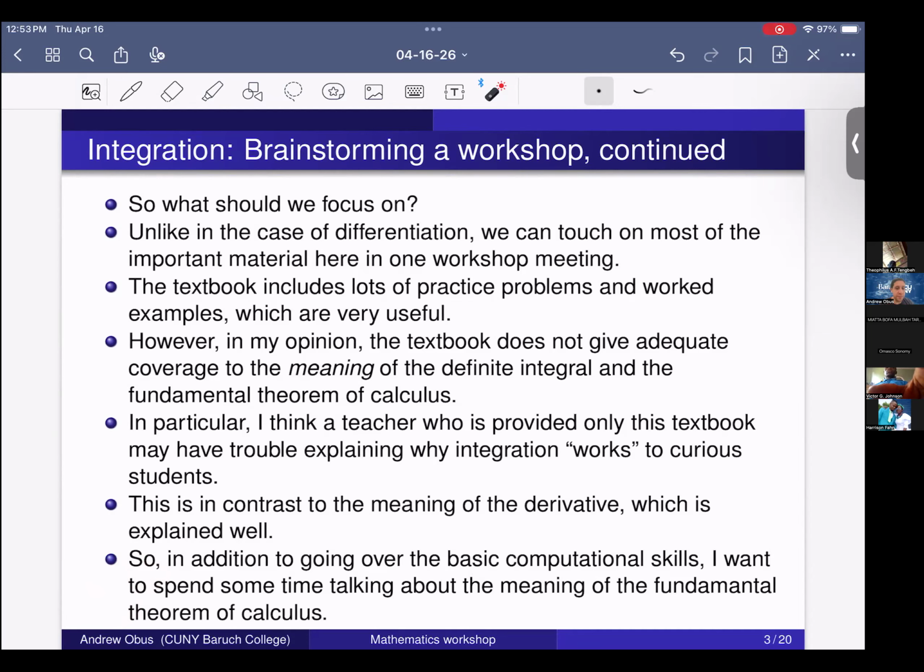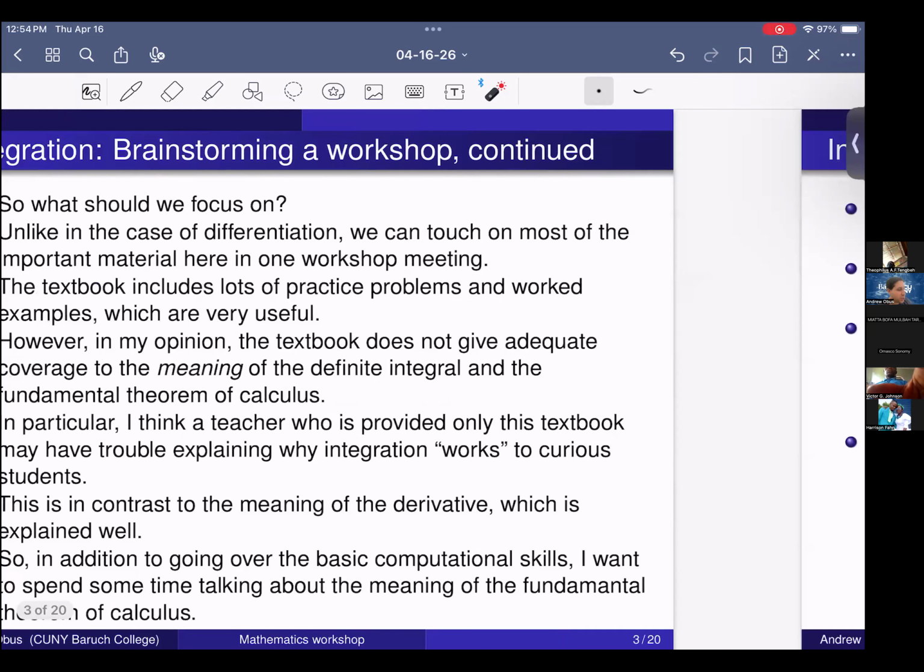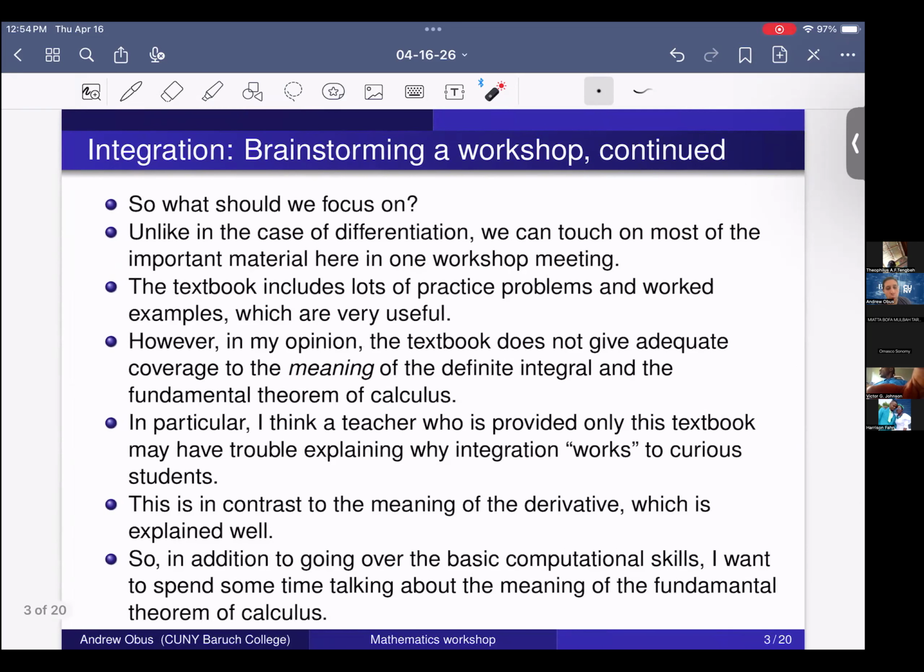But what I do hope to be able to do is spend some time talking about the meaning of the fundamental theorem of calculus and what an integral is. And this is especially, I want to say, for a workshop with this group, most of whom spent an entire year doing a calculus workshop with me last year. Okay, so we're not starting from nothing. We're starting from some background in calculus.